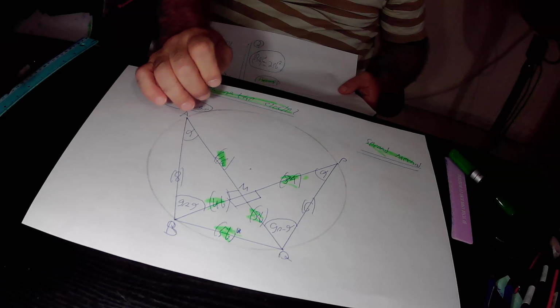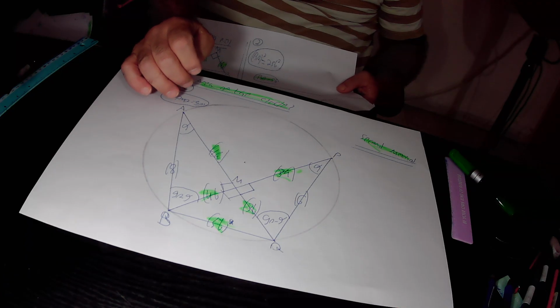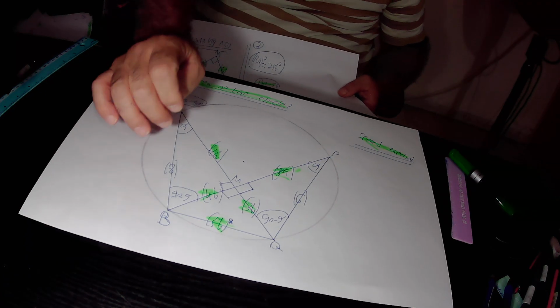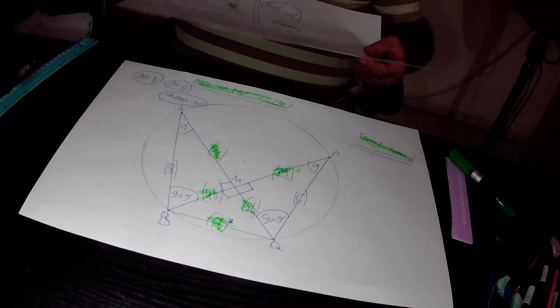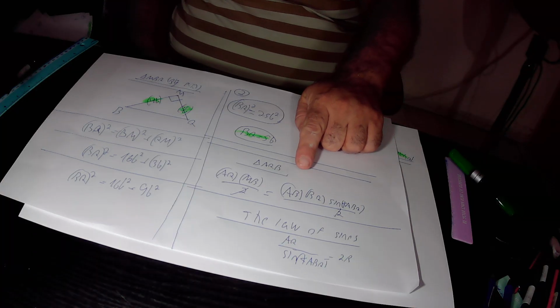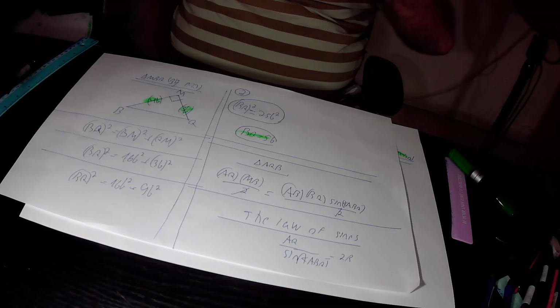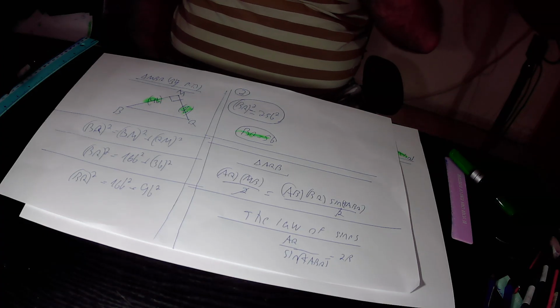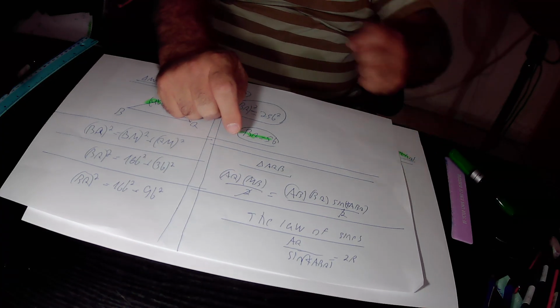In the second method, we calculated the area of triangle ABQ in a different way. The area of triangle ABQ equals AB times BQ times sine of angle ABQ over 2. Here we have 2 on both sides of the equation, so the 2 will get cancelled.